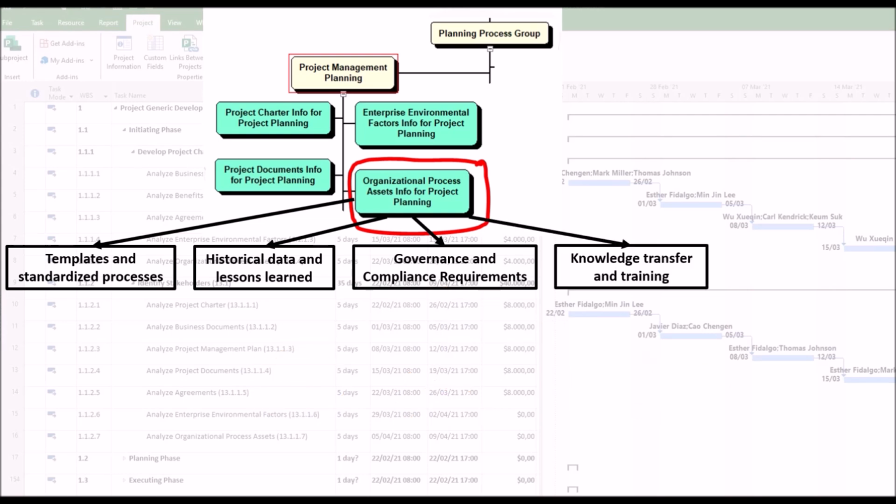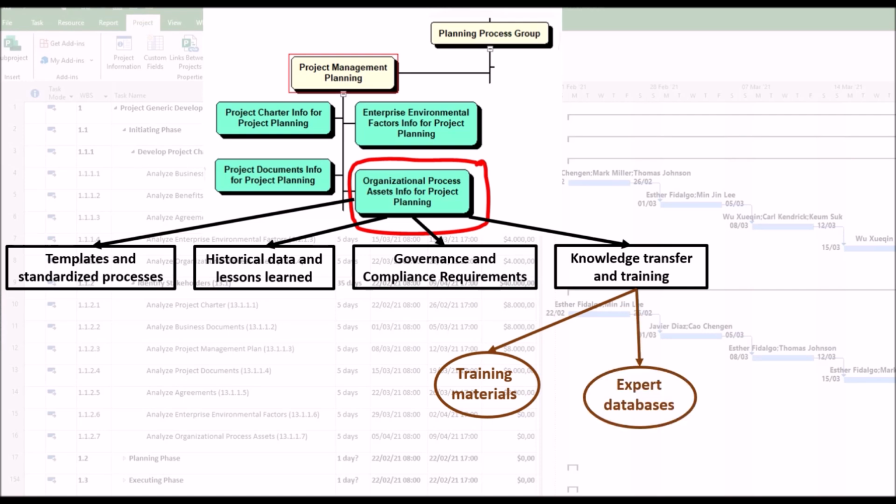4. Facilitates knowledge transfer and training. Includes training materials, such as onboarding documents for new PMs. Expertise databases, such as subject matter expert contacts. Best practice guides, such as communication strategies. As an impact, it helps project managers leverage institutional knowledge rather than reinventing the wheel.